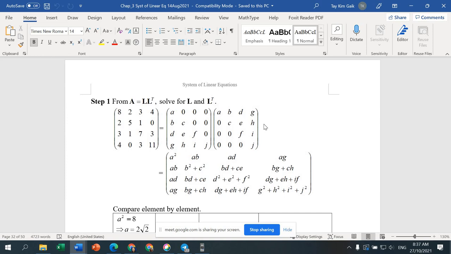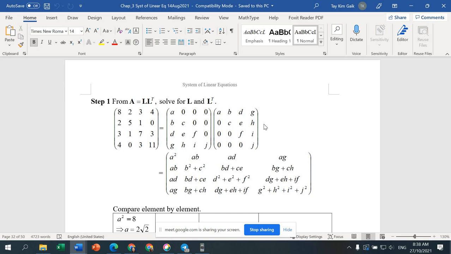The name of L is lower triangular matrix. So you denote your lower triangular matrix using any variable that you like. I will just label it as A, B, C, D, E, F, G, H, I, J. And then U is L transpose because it's a symmetric matrix. So you transpose it. The first column A, B, D, G becomes the first row. This is the transpose.